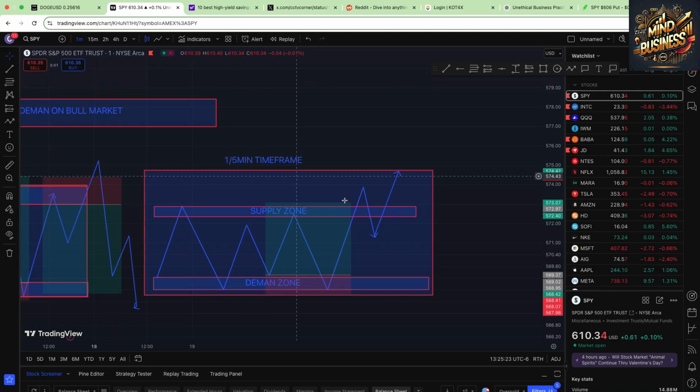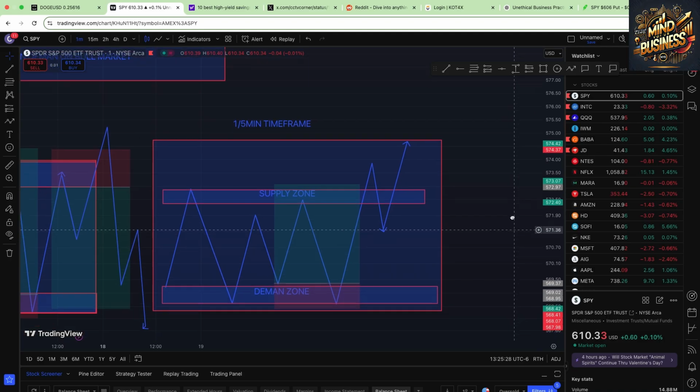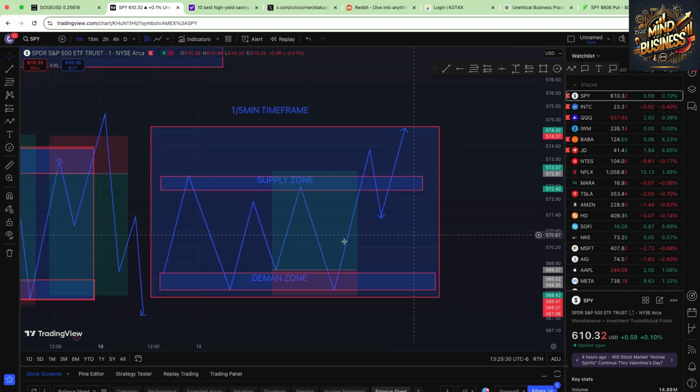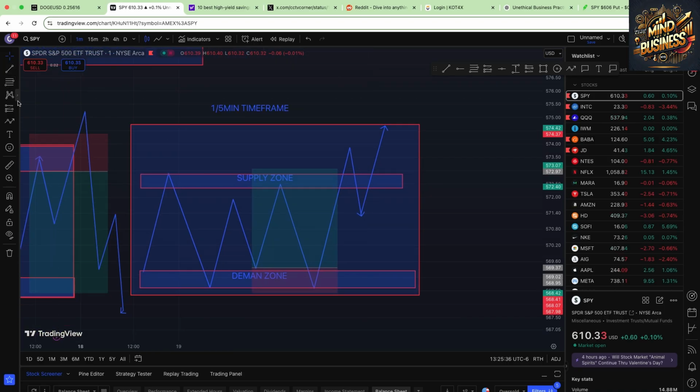Guys, it's the same scenario on a 1-minute time frame. To be honest with you, trading supply and demand on any time frame really doesn't matter. Because as you see here, even though this is a bull market, we're still profiting. Why? Because we can simply come here and take a short. Price tapped into the supply zone here, and you see this small shoulder over here that broke the supply zone.